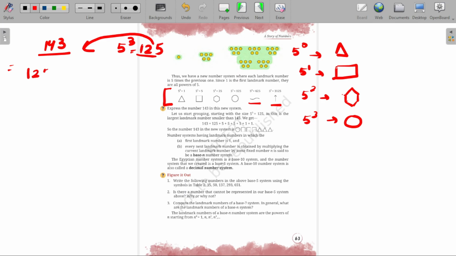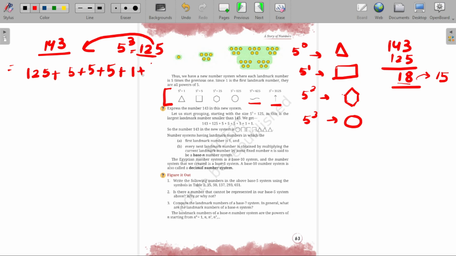5 cubed is 125, which is nearest to 143 because both are 3-digit numbers. Now how much do we need to add to 125 to get 143? This is the rough work done behind. It will be 18. Now split 18 into powers of 5. The nearest power of 5 to 18 is 15, so 5 plus 5 plus 5, three 5s. And how much is left? 3 is left, so 1 plus 1 plus 1. It is that easy.